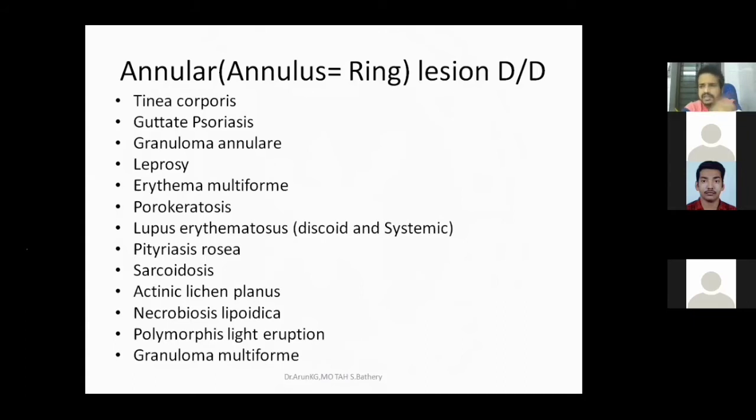In DLE there will be disc shape lesions, and disc shape means somewhat annular. Then pityriasis rosea, a viral infection happening in children and all. Then sarcoidosis, then lichen planus, actinic lichen planus. Actinic lichen planus means those lichen planus which increase when sun exposure is there. Then necrobiosis lipoidica, which is a skin complication of diabetes mellitus. Then polymorphous light eruption. In polymorphous light eruptions also, most of the time there will be some annular lesions.